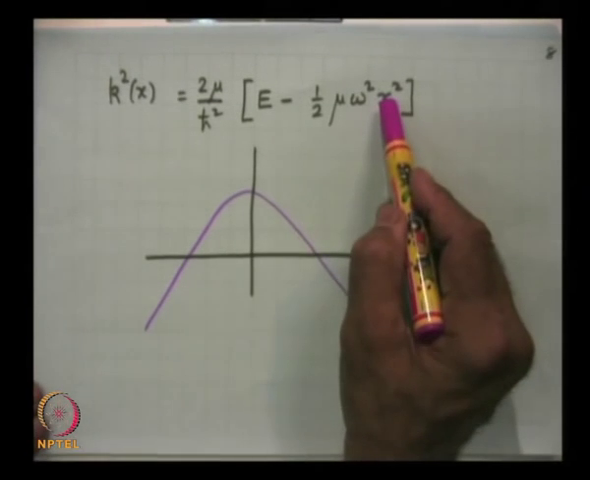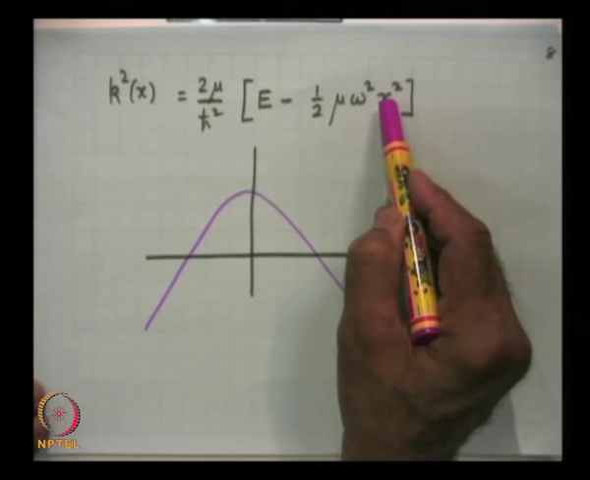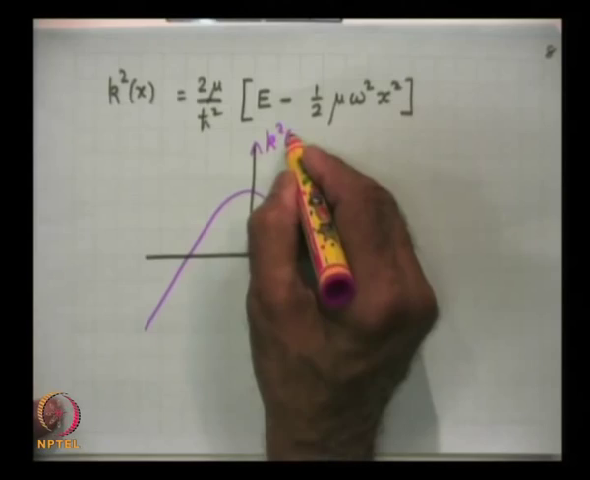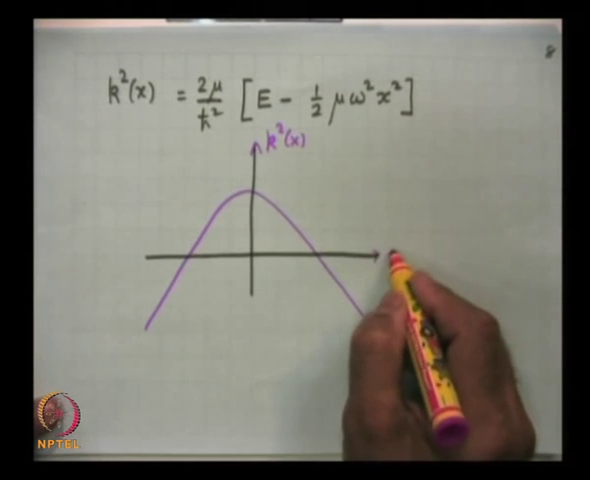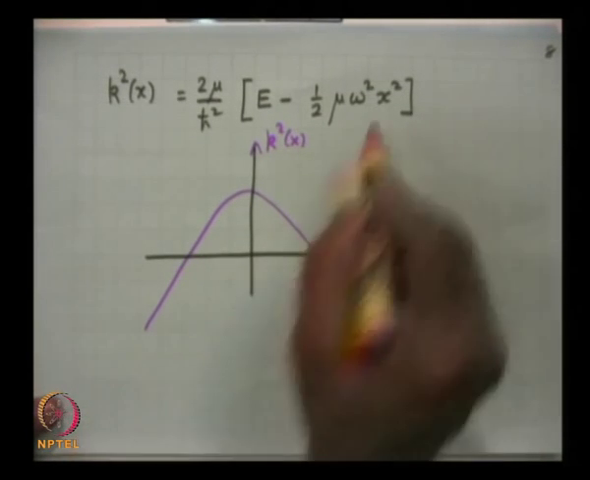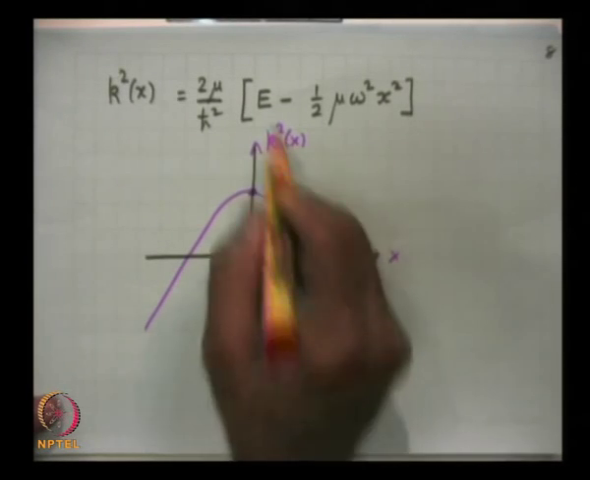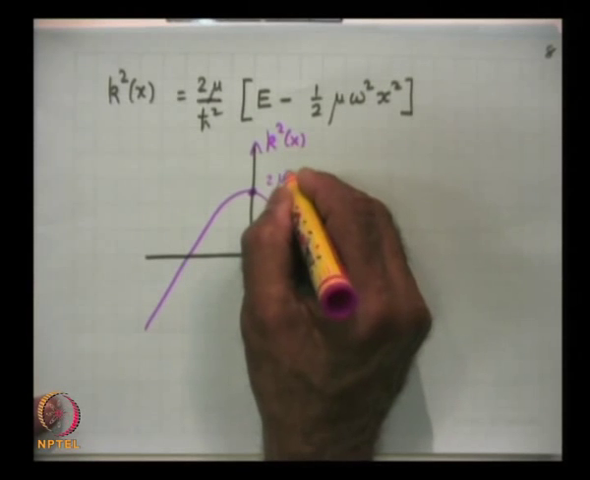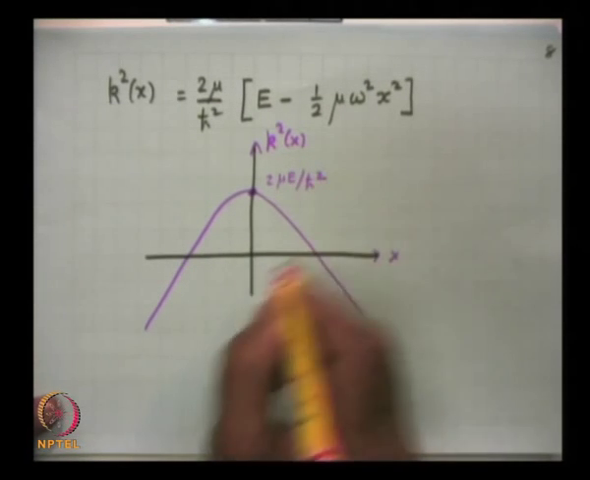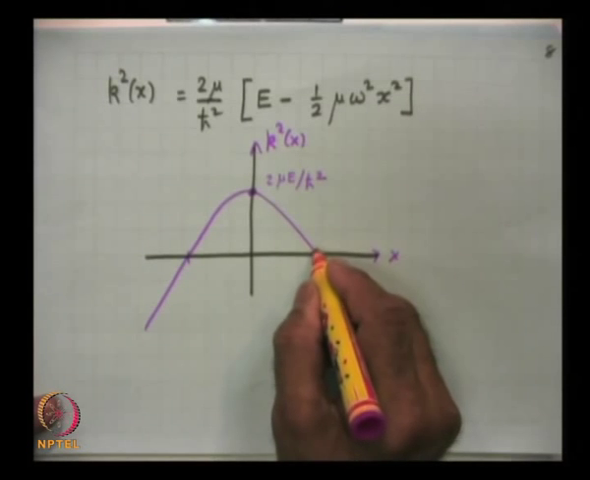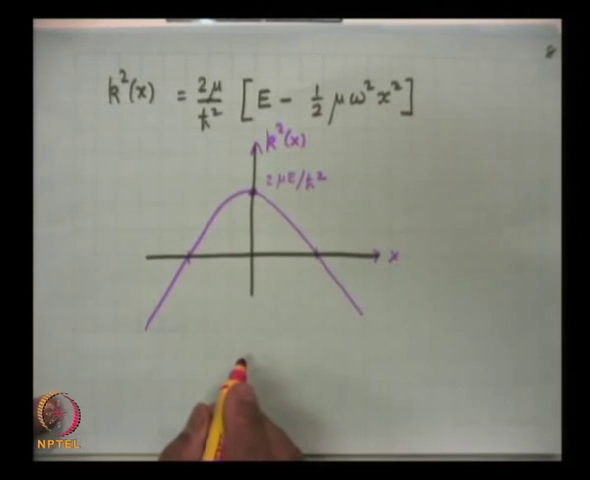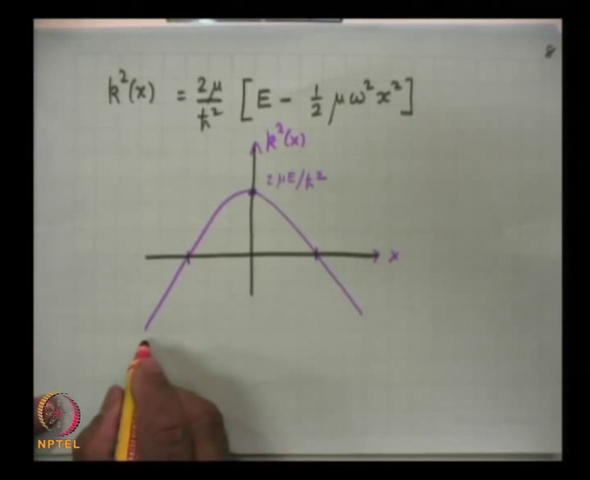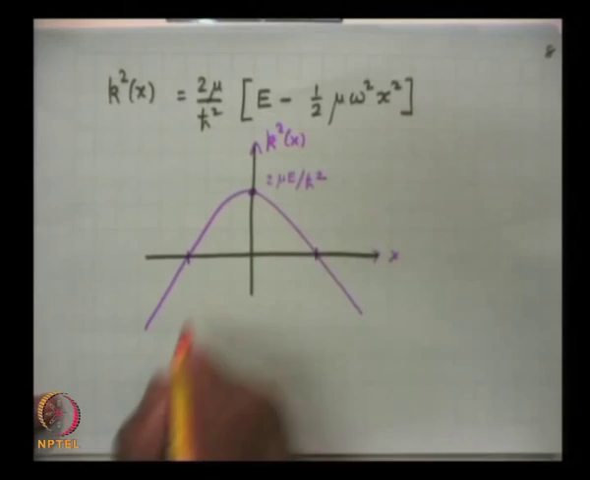So, at x is equal to 0, I am plotting k square of x as a function of x. At x is equal to 0, it has a positive value equal to 2 mu E by h cross square. Then at 2 points it starts decreasing with x, and these are known as the turning points, where k square of x is 0.